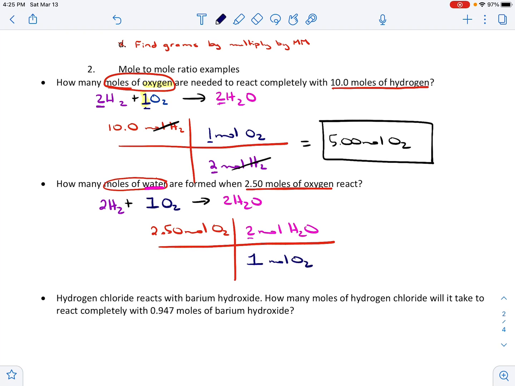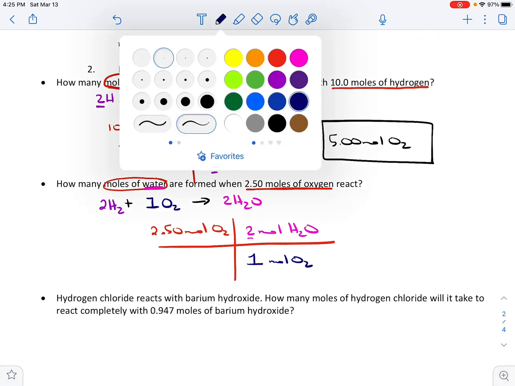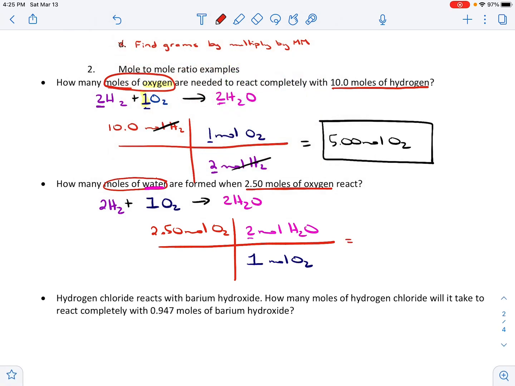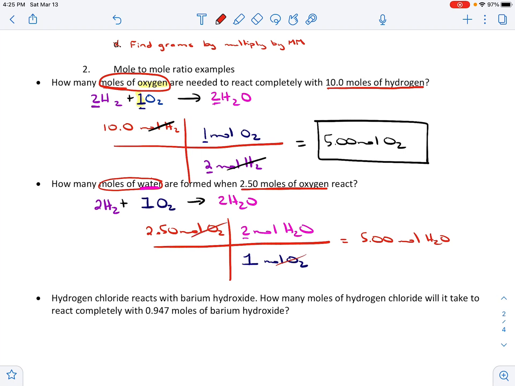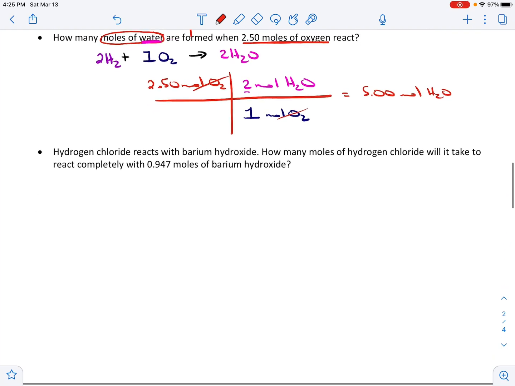And does that make sense to us? For every mole of oxygen I react, I form 2 moles of water. So I will make twice as much water as oxygen that I started with. So my answer here is 5 moles of water. And if we go back and do some canceling, our moles of O2 cancel. All right, awesome. Let's try one more with a different reaction, okay?